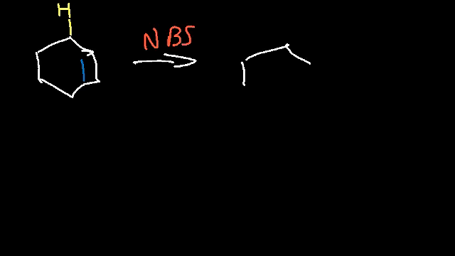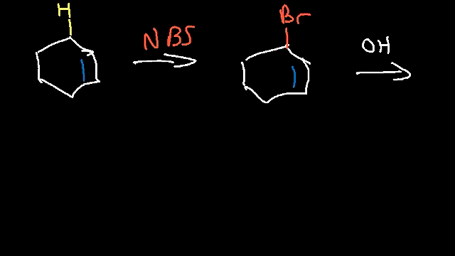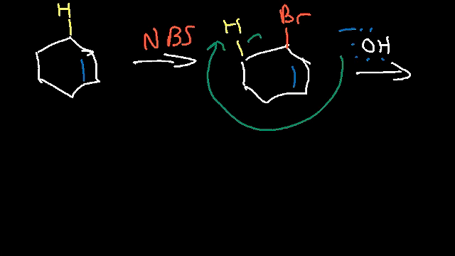So starting from cyclohexene, we're going to add NBS again. And NBS this time is going to replace the allylic hydrogen, the hydrogen that's one carbon away from the double bond. And so we're going to get this. And then we're going to add hydroxide again. So at this point, hydroxide is going to get rid of this hydrogen, form a double bond, and expel the bromine atom. So now we have two double bonds.